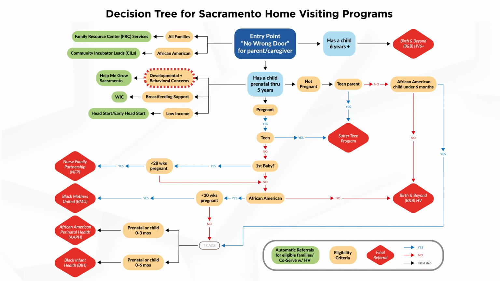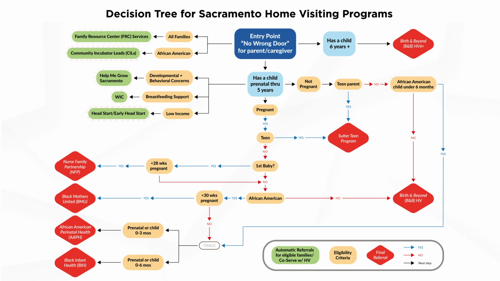For concerns about their child's development or behavior, refer them to Help Me Grow for a screening. For concerns related to breastfeeding, refer them to WIC for breastfeeding support. And finally, for families that meet low-income requirements, refer them to Head Start or Early Head Start.